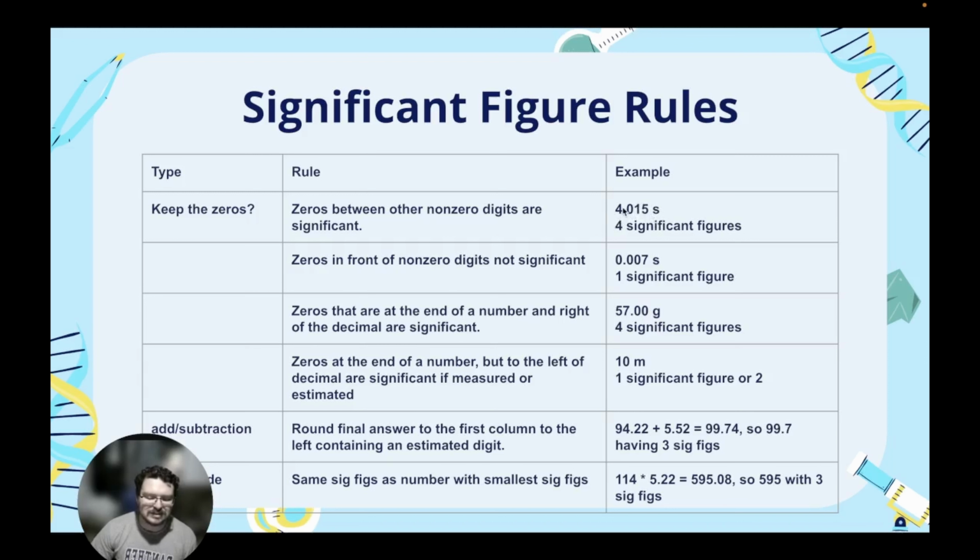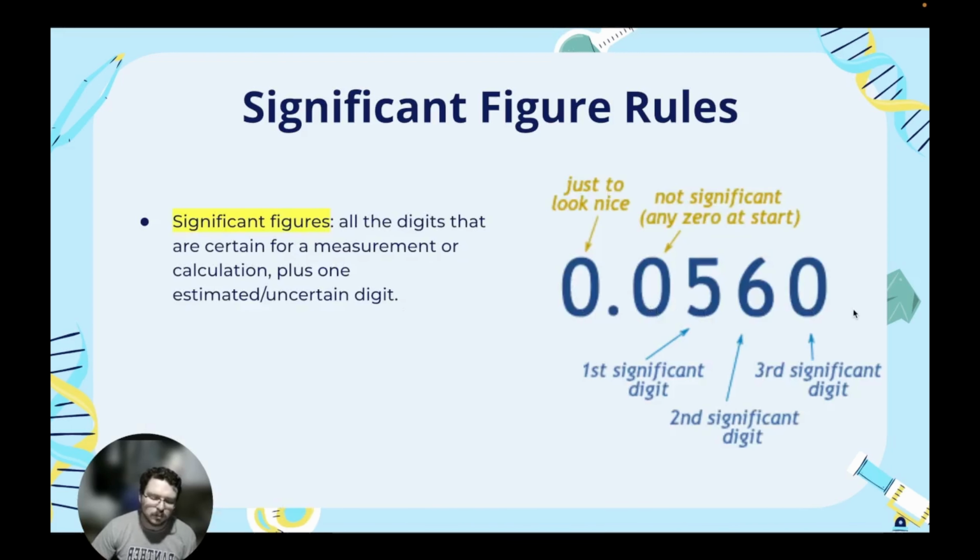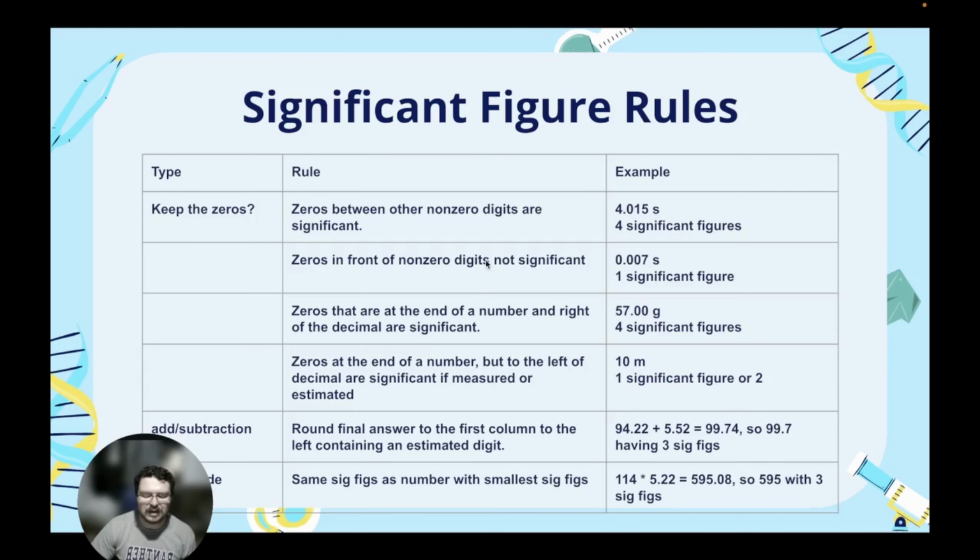In this case, that 0 is sandwiched in between a 4 and a 1. So I can't get rid of that 0. It has to stay there, or the integrity of the number itself changes. So in that case, that 0 is significant. So that number has 4 significant figures: the 4, the 0, the 1, and the 5. The second situation is if I have a 0 in front of non-zero digits, then it is not significant. So just like right here for this 0.0560, these first 2 zeros are not significant, and that is because it is a 0 in front of non-zero digits. So they're not really important.